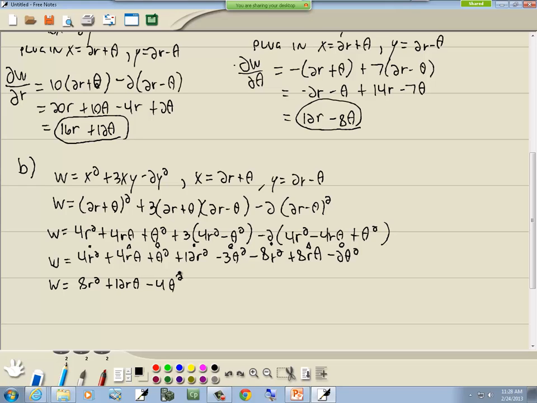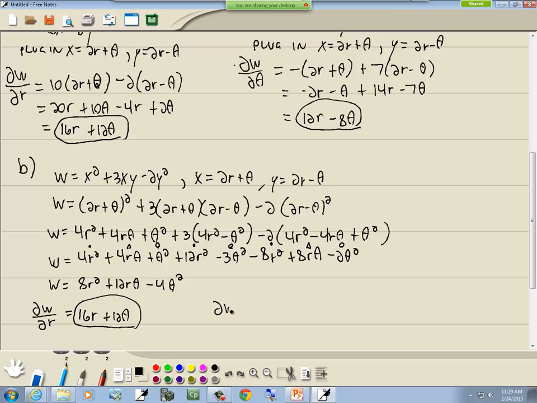Okay, so we got two variables here. We're going to take the partial of w with respect to r. That's our one on the left up here. So I treat theta like a constant. The derivative of r squared is 2r, so 2 times 8 is 16r. Theta is constant, 12 is a constant, and derivative of r is 1, so that gives me plus 12 theta. That looks good. That's what we came up with up here.